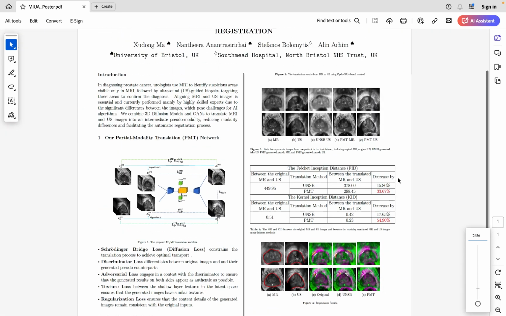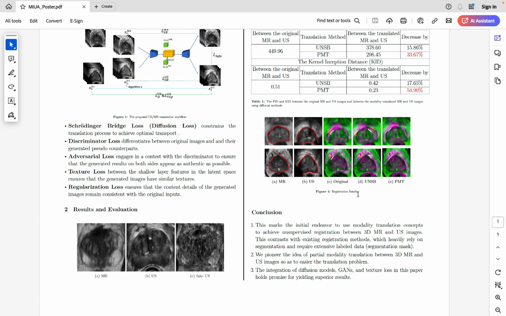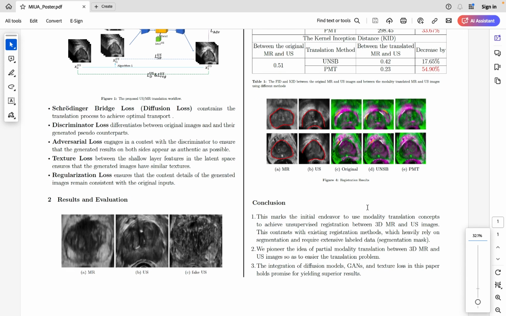So to make a conclusion, we are the first to achieve such unsupervised registration between 3D MR and ultrasound images through this modality translation concept. And this is quite different from the existing registration methods, which heavily rely on segmentation, which requires a large amount of labeled data. And also, we are the first to use this idea of a partial modality translation between MR and ultrasound images, so as to make the translation problem easier, as fully translation from one modality to another is harder than the partial modality translation. Also, our registration result is better.